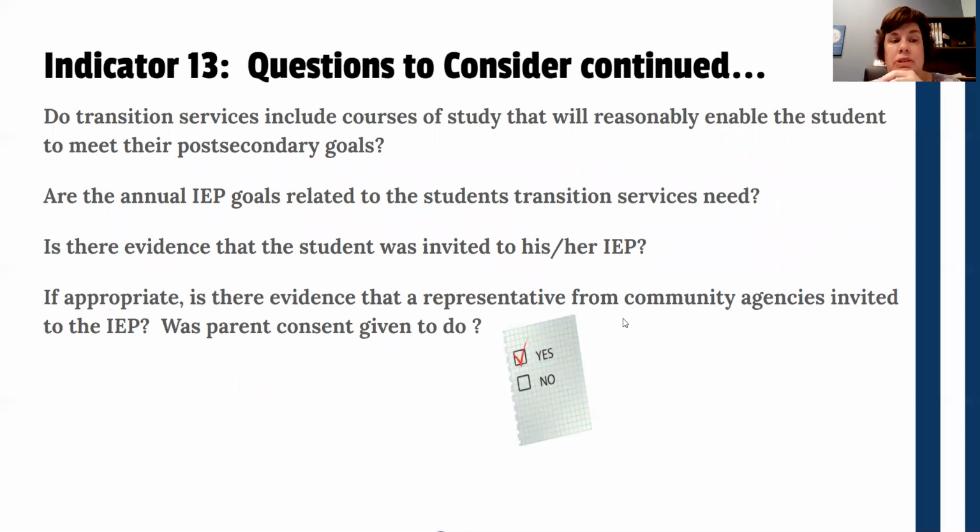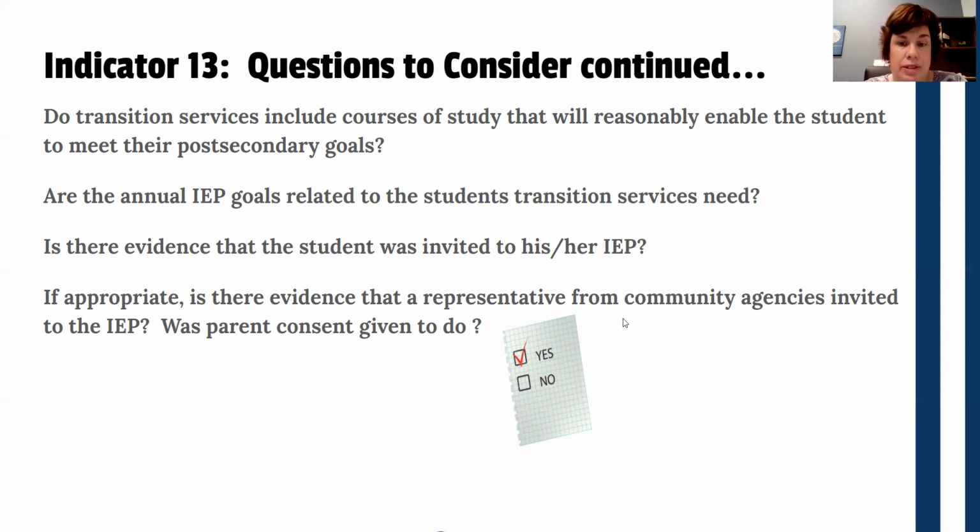Some other questions to consider: do transition services include a course of study that will reasonably enable the student to meet their post-secondary goals? Course of study are the courses listed by the year and grade, all the classes that the students have already taken. Does the course of study relate to the student goals? Are they tied in? And does the course of study also follow the graduation plan, the exit plan for those? So course of study is always included.